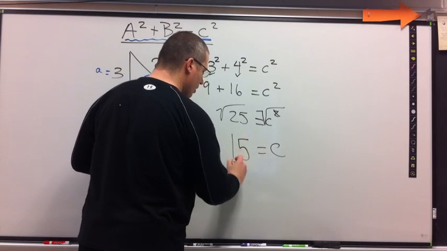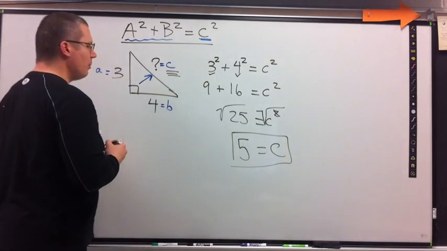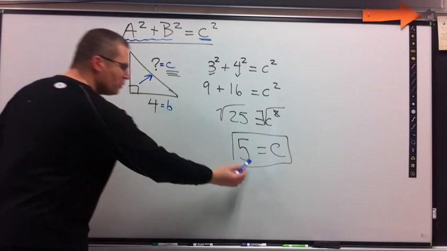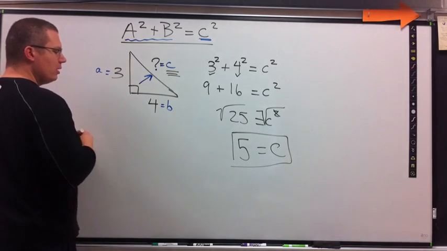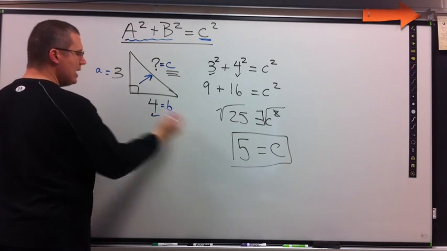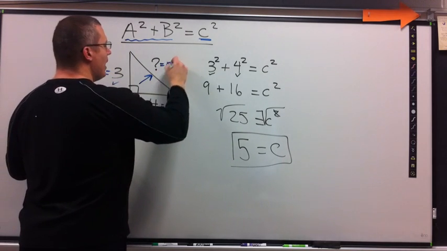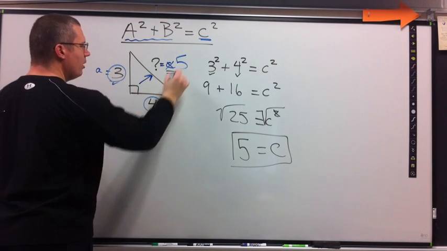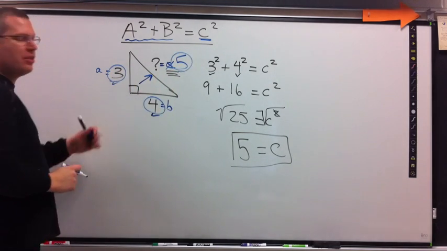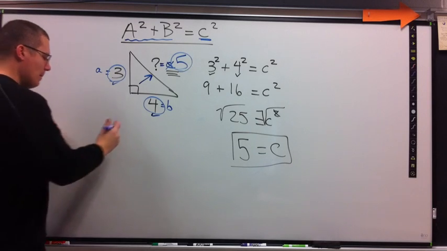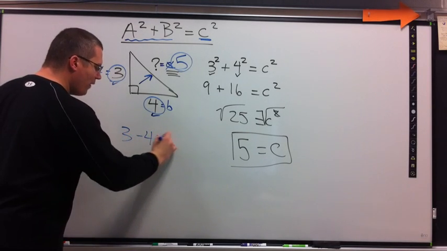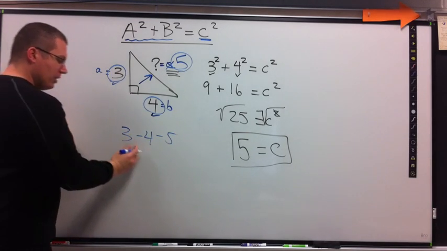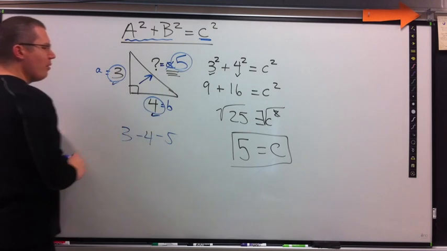The answer is 5. Double check your answer. Is this bigger than these? Yes, it is bigger than 4. Yes, it is bigger than 3. So my answer is 5. 3, 4, 5. By the way, this is a common right triangle. People will say a 3, 4, 5 right triangle. This is what they're talking about. 3, 4, 5 right triangle.